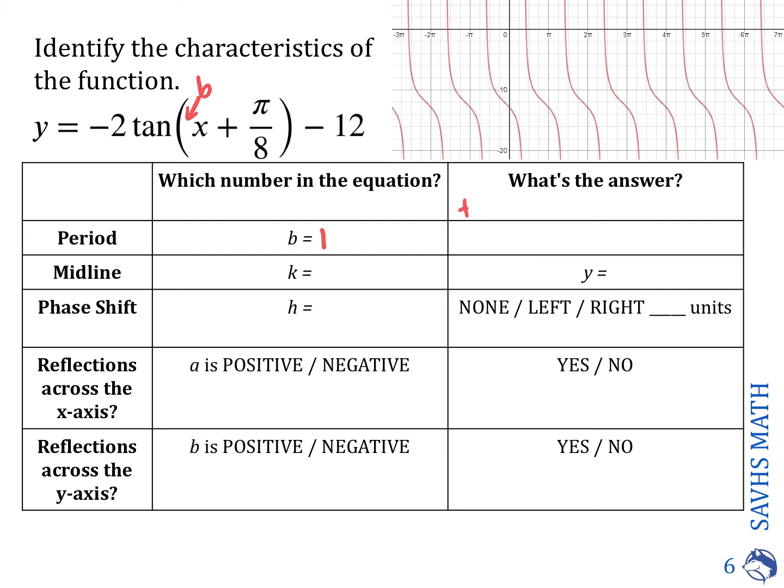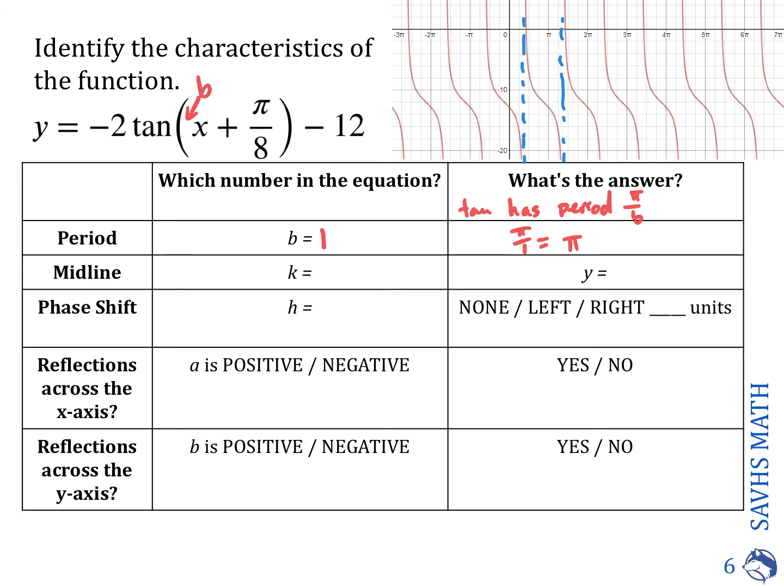Normally, our tangent has period pi over b, so remember that that one is different from cosine and sine. Sine and cosine have 2 pi over b, but tangent is pi over b. So if b is 1, then our period is pi over 1, which is just pi. So that means that this graph repeats every pi units, and you can check that on the graph by just looking from asymptote to asymptote. So there's one, and that is pi units. You can see that there.